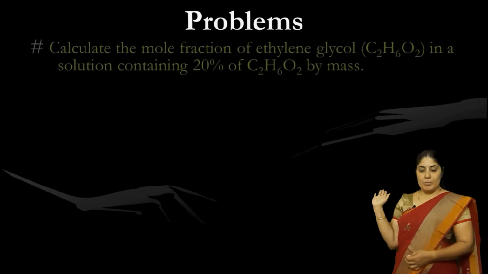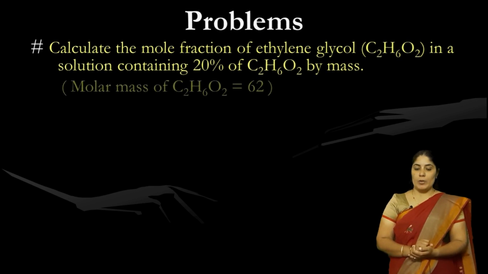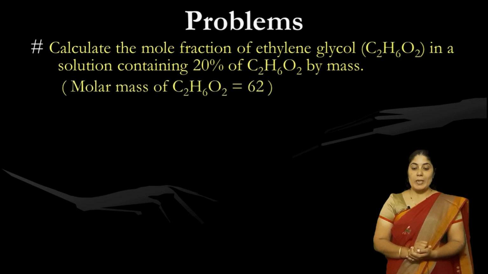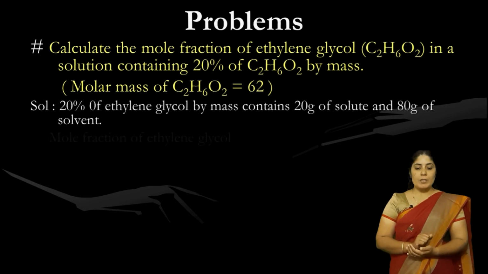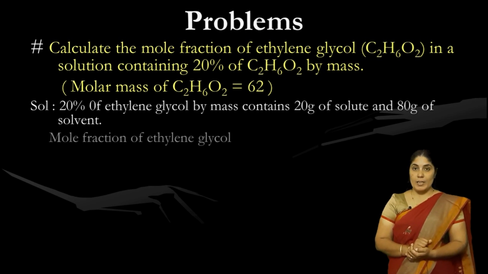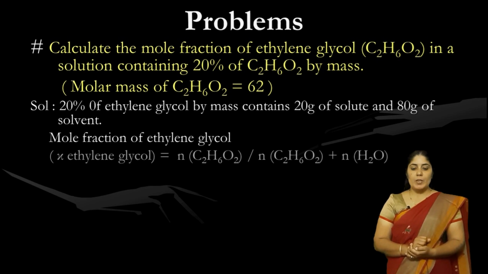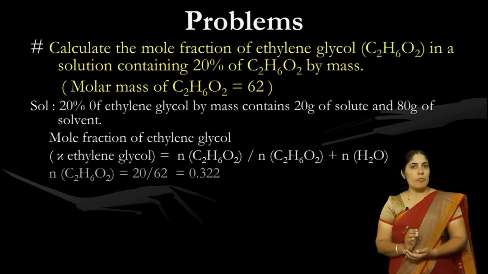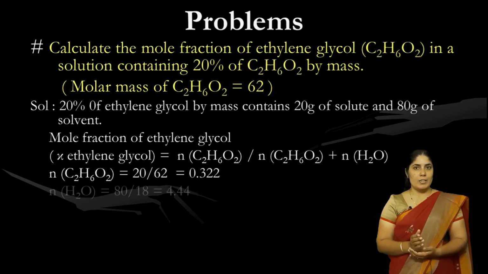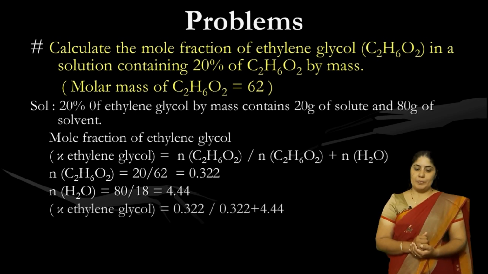The very first problem is there for you. Calculate the mole fraction of ethylene glycol in a solution containing 20% of ethylene glycol by mass. 20% of ethylene glycol contains 20 gram of solute and 80 gram of solvent. The mole fraction of ethylene glycol is given as number of moles of ethylene glycol divided by the total number of moles of ethylene glycol and the number of moles of water.